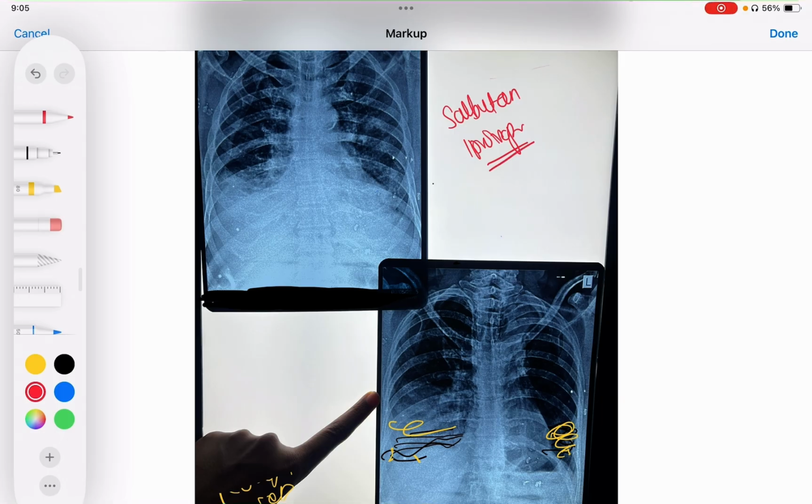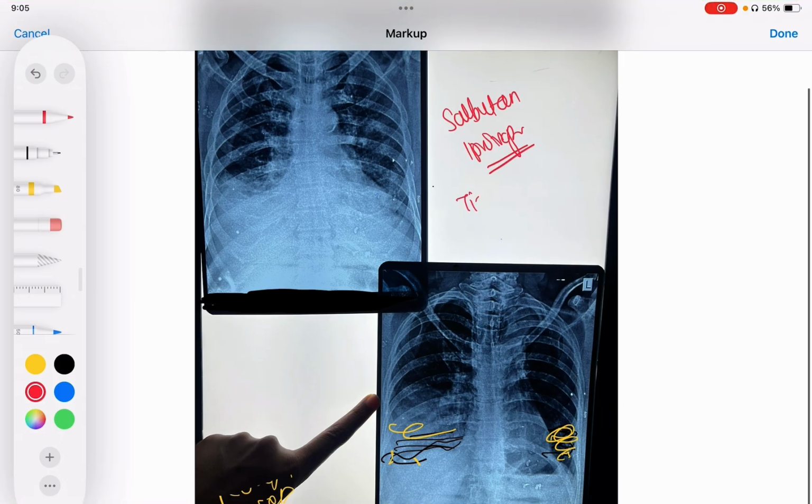If it is persistent, then long-acting bronchodilators like tiotropium, salmeterol can be used. And definitely steroids are the most important drugs.